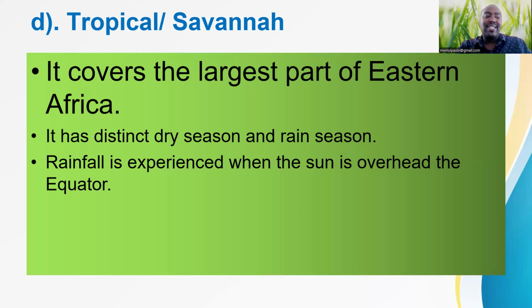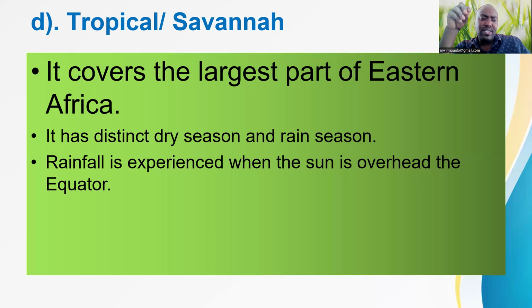We've said that the other characteristic of the tropical or the savanna climatic region is that it has a distinct dry season and a distinct rainy season. In addition to that, rainfall is experienced when the sun is overhead the equator. So this makes it warm and wet. And then the dry season is hot and dry in some areas.